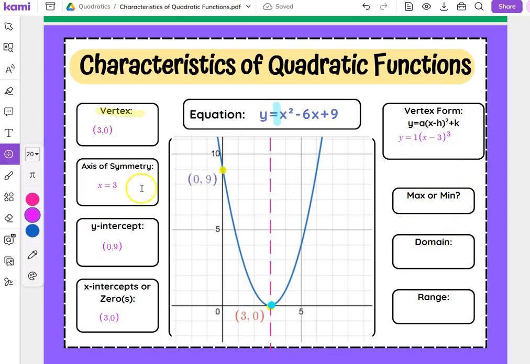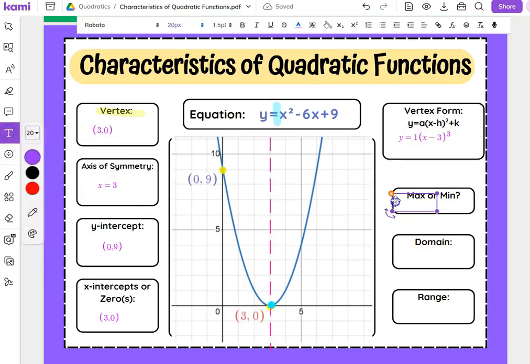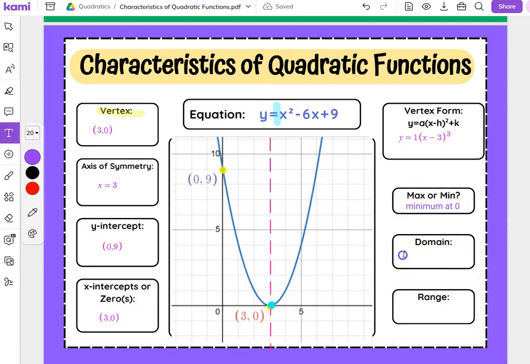This one has a minimum. There's a minimum. And the lowest our graph goes is down to 0. All right, the lowest the graph goes is down here to 0.